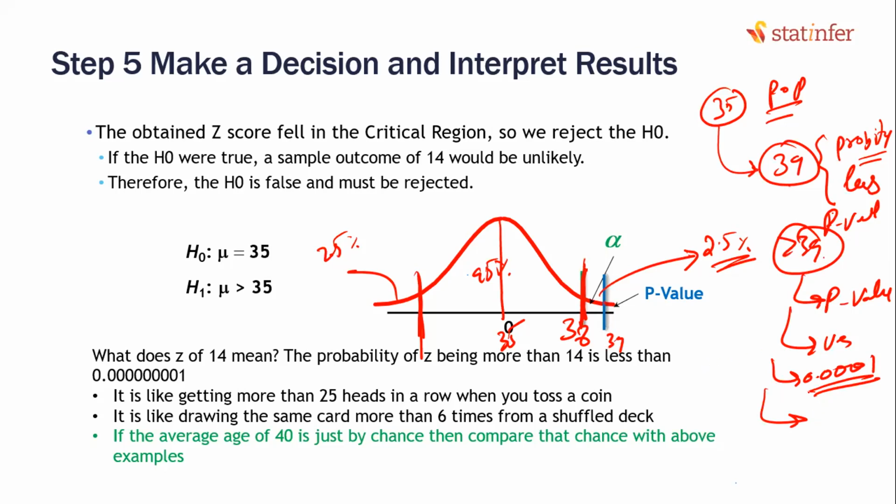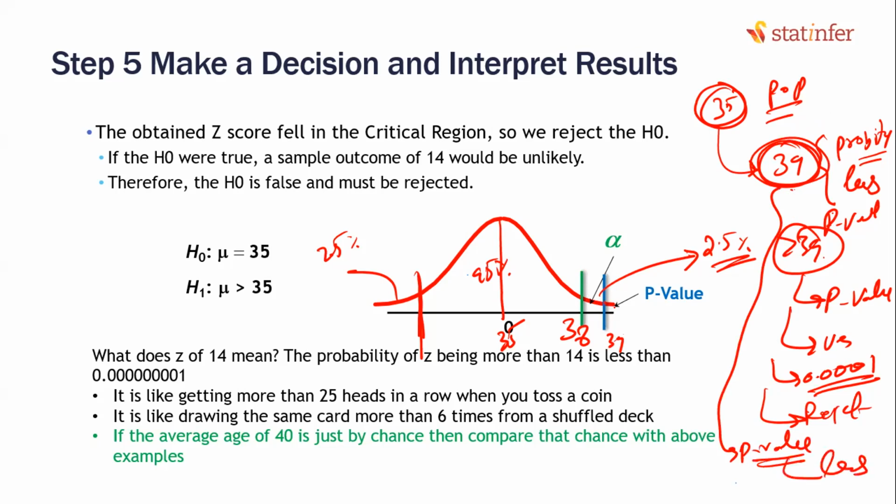Look at this. Let's say you got 39. 35 is the assumption. Are you going to accept the null hypothesis or reject the null hypothesis? If it is 39, we will reject. Reject, isn't it? Do you agree? Because the probability of happening 39 is known as p-value. P-value is very less. That means what? It is far away. Do you agree?